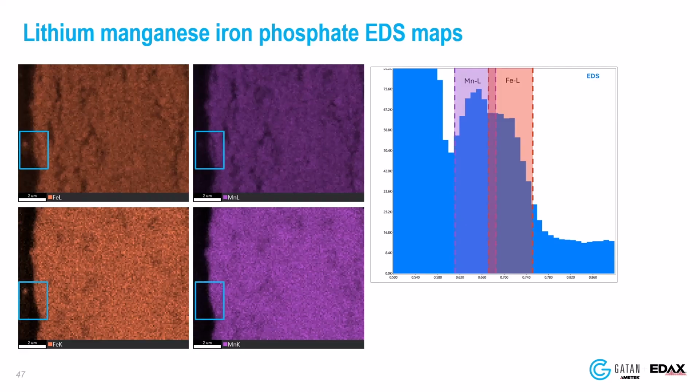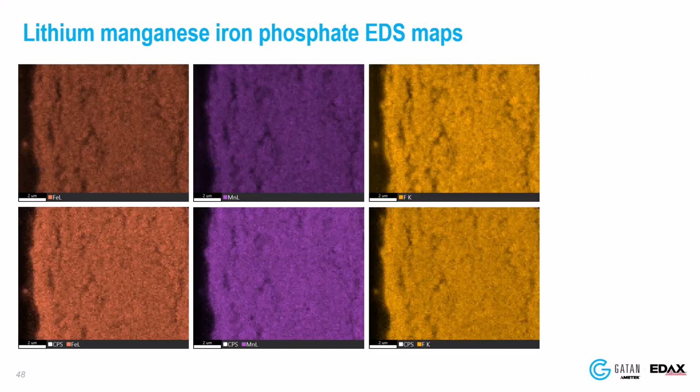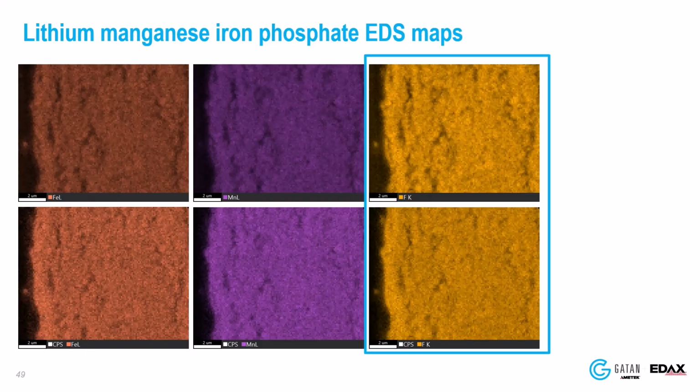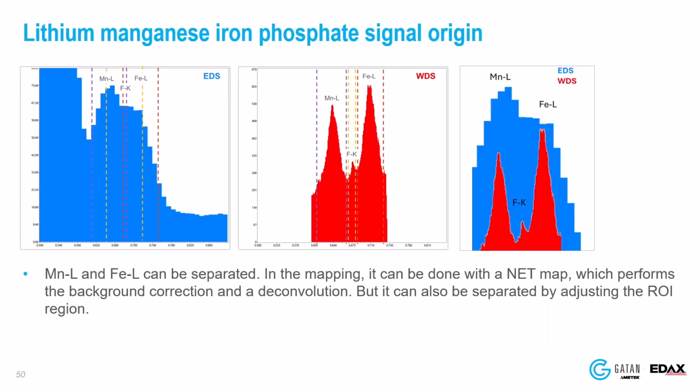Okay, now the interesting element for this material is actually fluorine, as its distribution is relevant for the cathode's behavior in the electrolyte. The raw EDS map displays a strong intensity with homogeneous distribution. Now the question arises, how well this fluorine distribution represents the true distribution in the map. Looking again at the energy range used for the EDS maps, we can see that the fluorine is also in the same peak position as manganese and iron L.